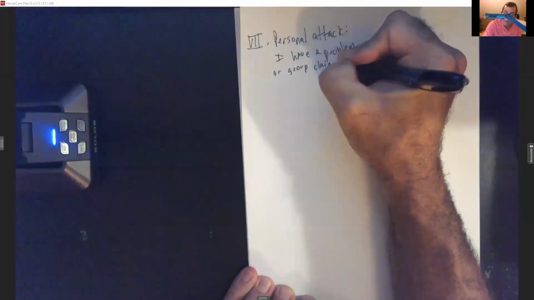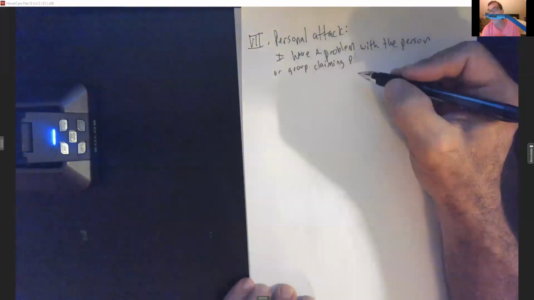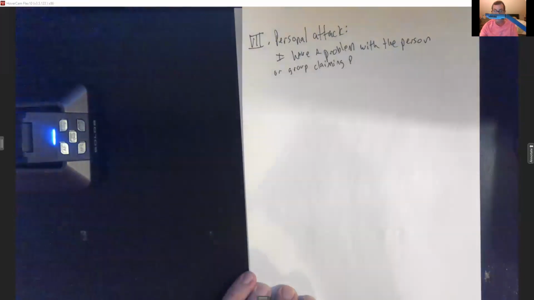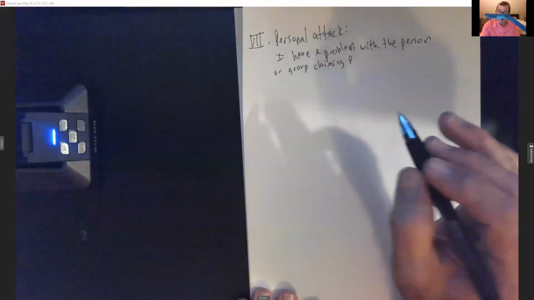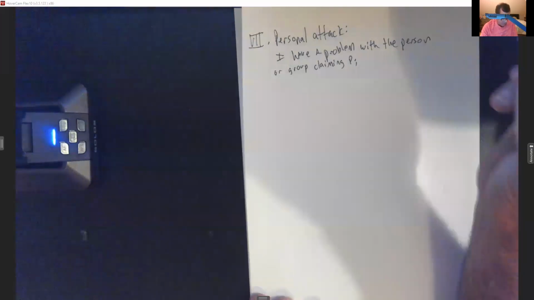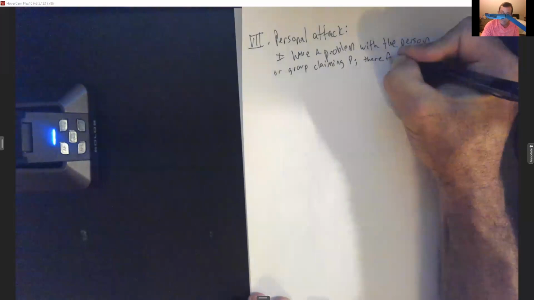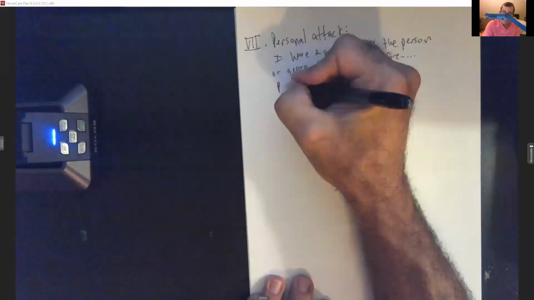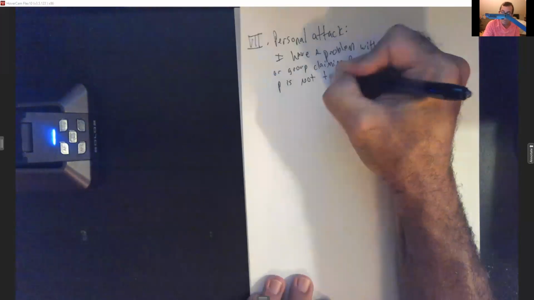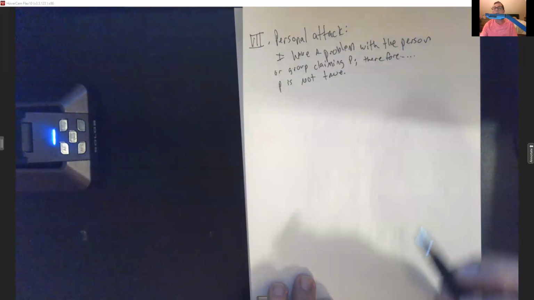claiming P. And y'all remember, they just use the letters to represent events, okay? And instead of writing out these special events, we're just saying that this is event P. So we got a group of people claiming this P, therefore, the conclusion, P is not true. Right? I have a problem with the person or group claiming P, therefore it's not true.